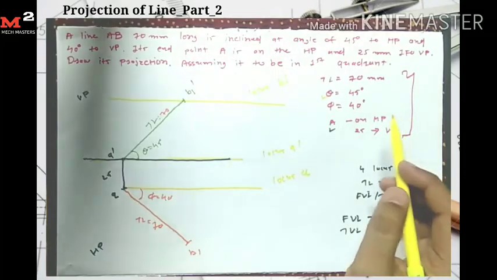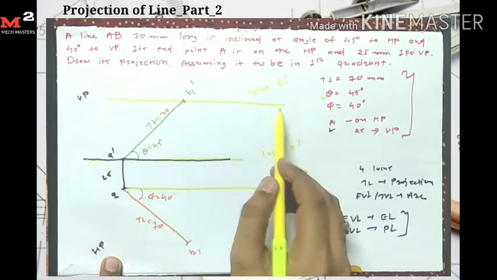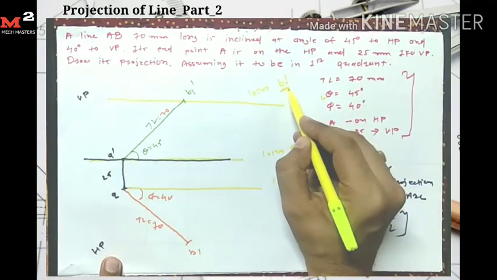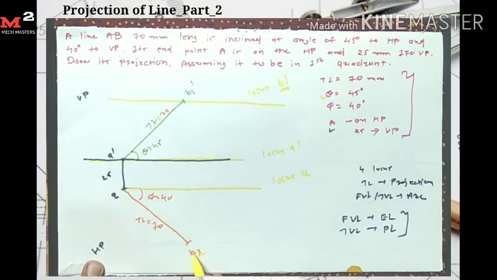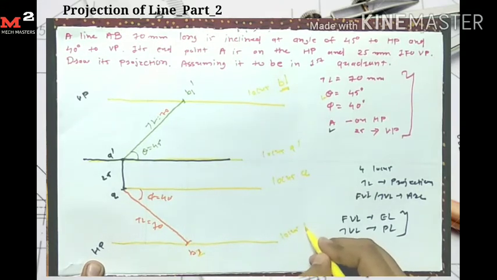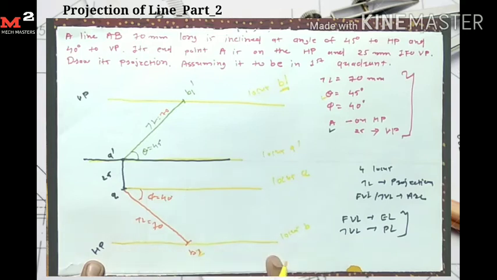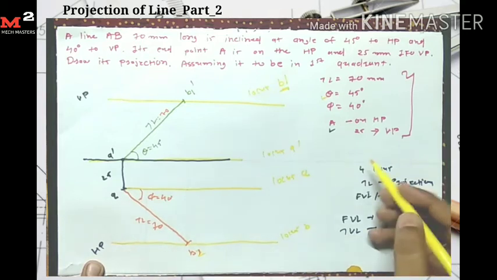So from B1 dash I draw one horizontal line, which is my locus of B dash, so I get the B dash point on this line. Similarly, from here B2 I draw one horizontal line, so this is my locus of B. Okay, so I get the B point on this line. Now I get my fourth locus.